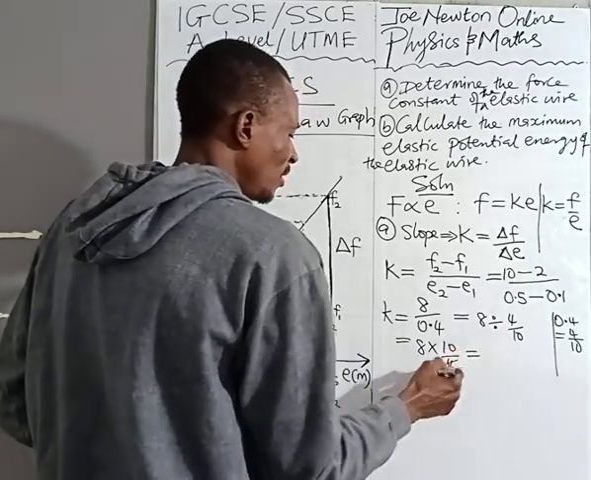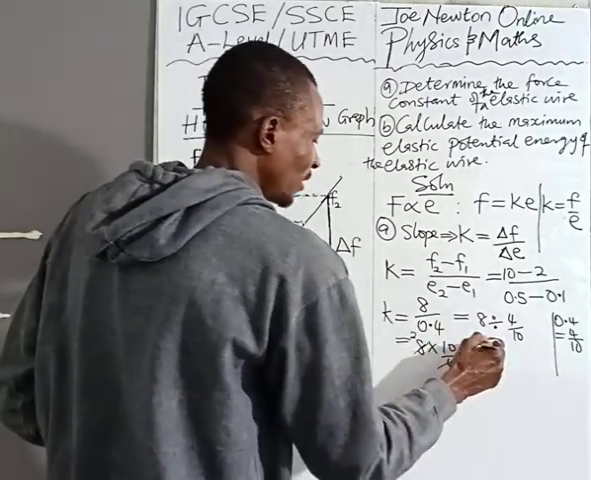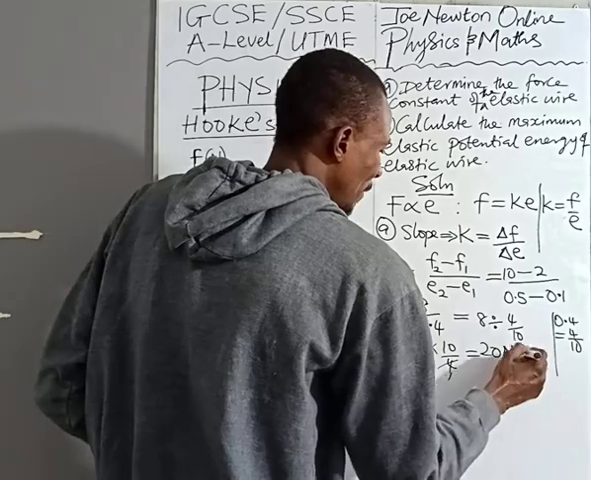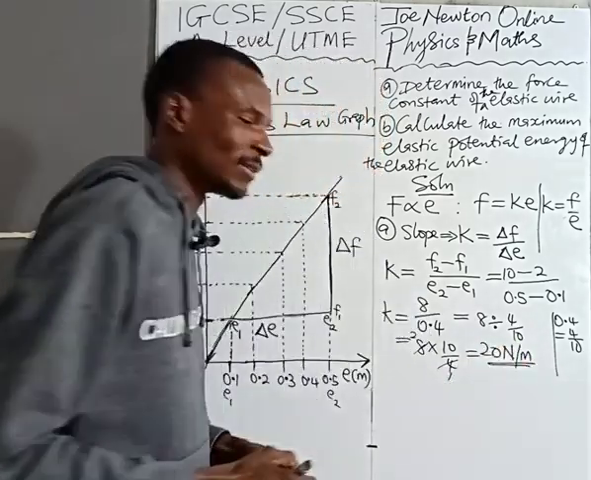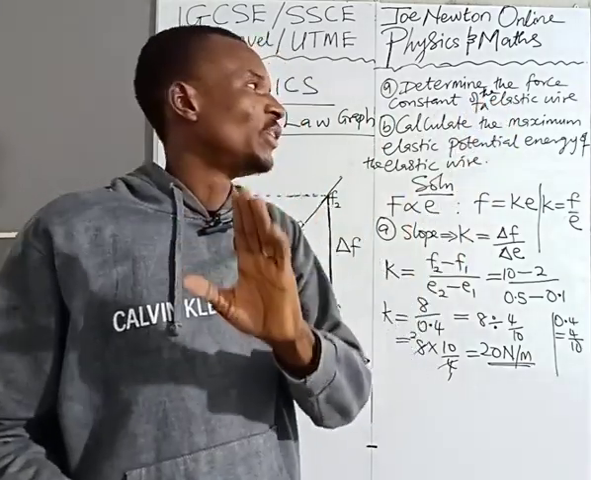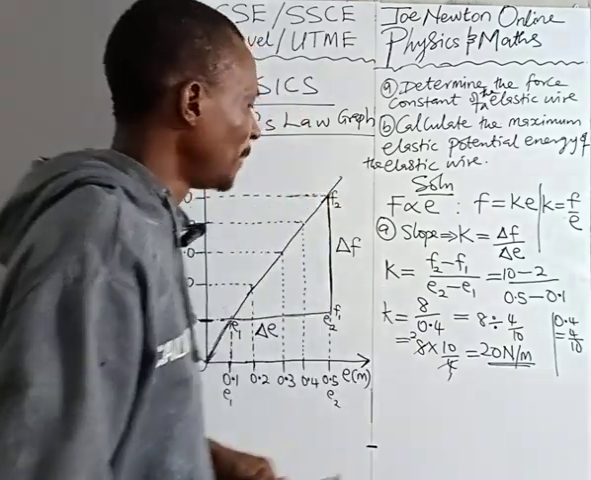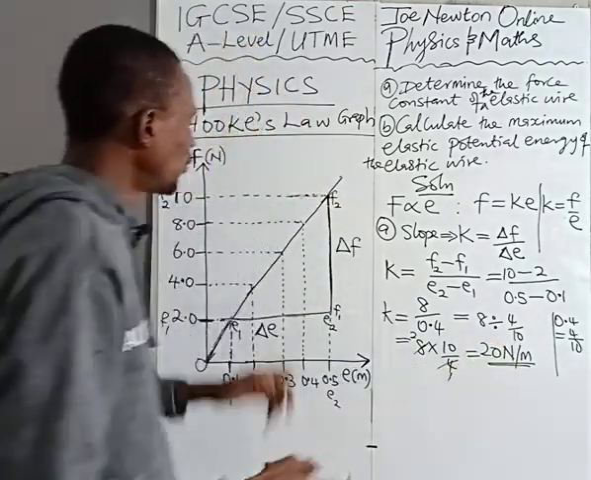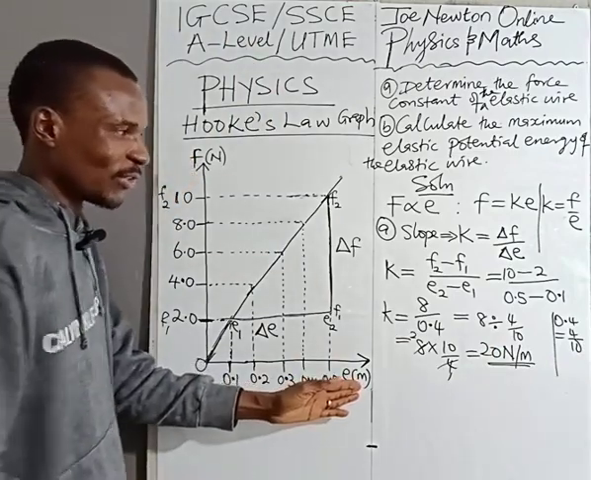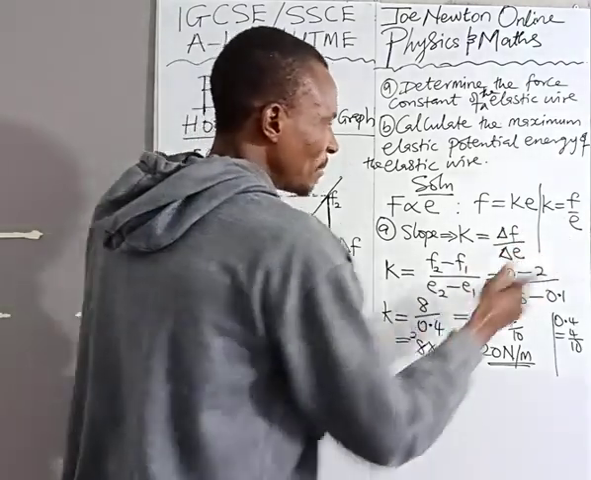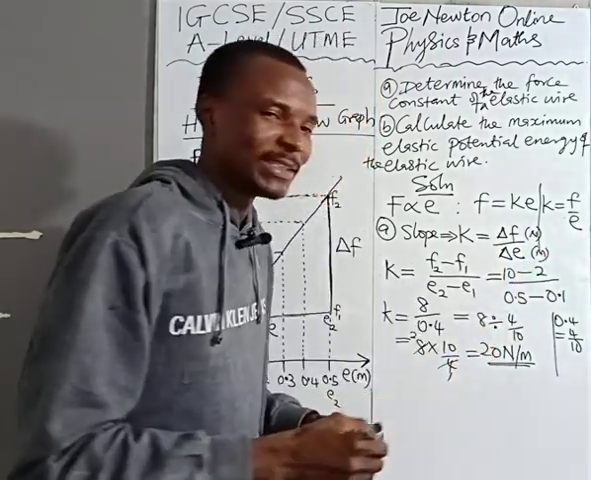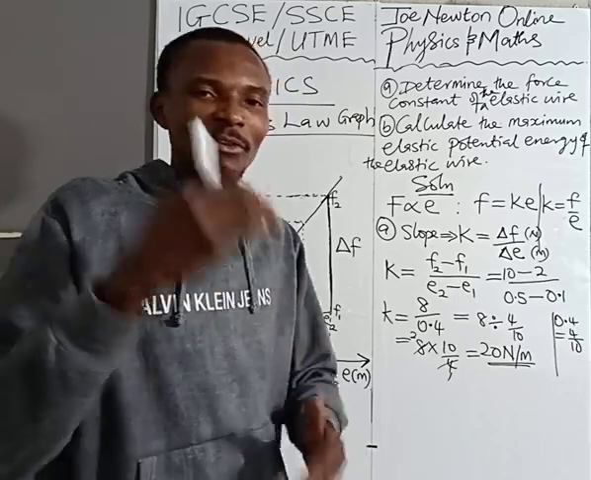And that will give you, this is 1, this is 2. 2 times 10, 20. So our K is 20 Newton per meter. That's the first constant. So the first constant of this material, or elastic constant, is 20 Newton per meter. That's the unit. Newton is for this force, meter is for extension. So force over extension simply means Newton over meter.